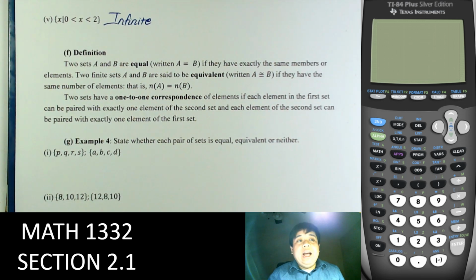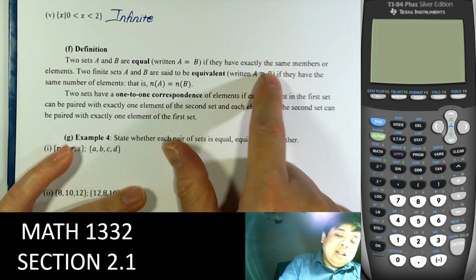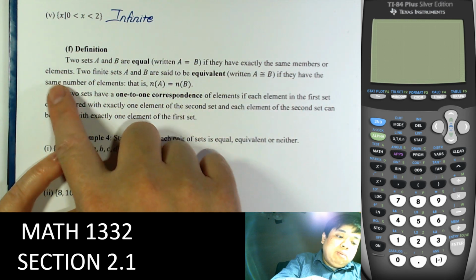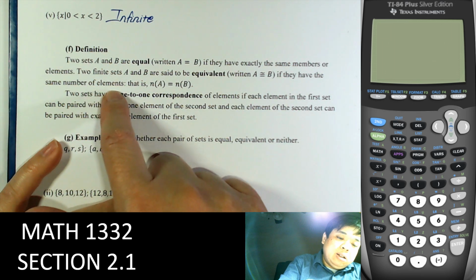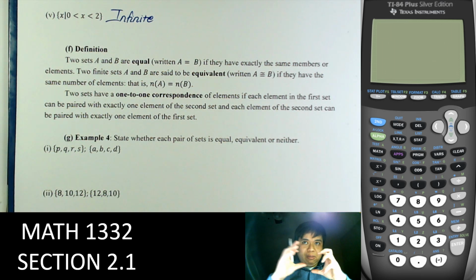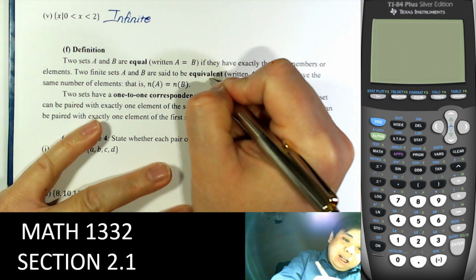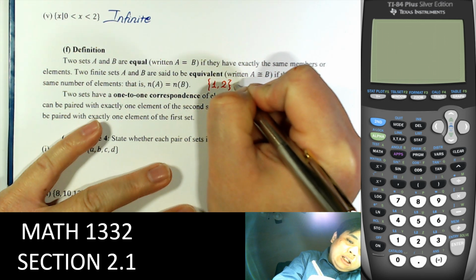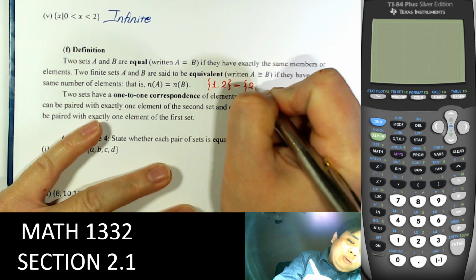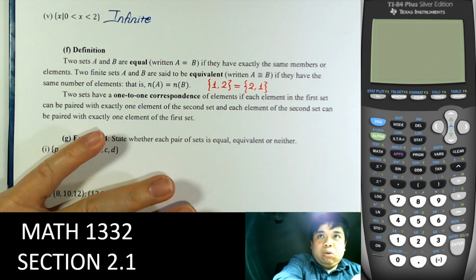Right. Next, we define two concepts here. Two sets are equal, and we write equal, if they have exactly the same members or elements. Two sets A and B are said to be equivalent if they have the same number of elements. So one has exactly the same elements and the other does not. For example, I can give you an example here. The set of 1, 2 is equal to the set of 2 and 1, because they have exactly the same elements, 1 and 2.